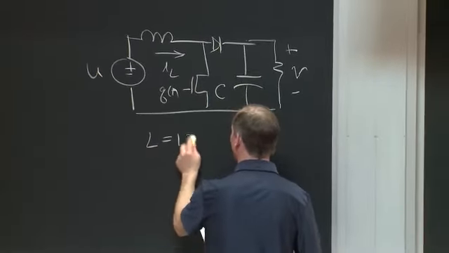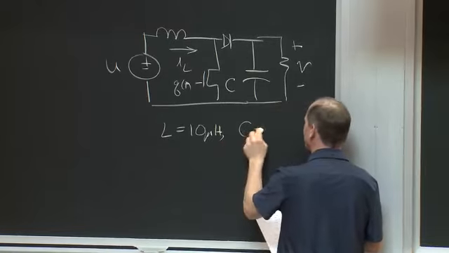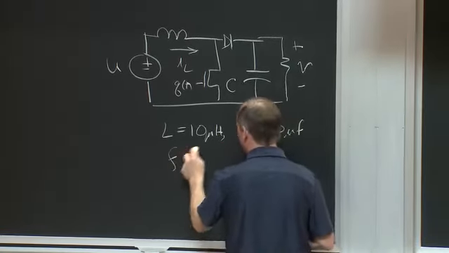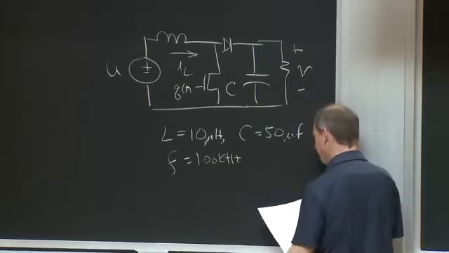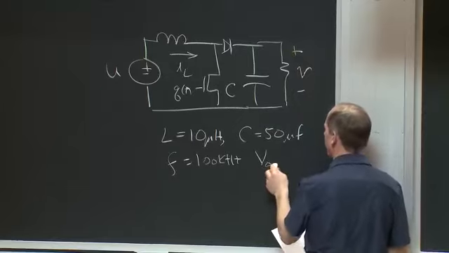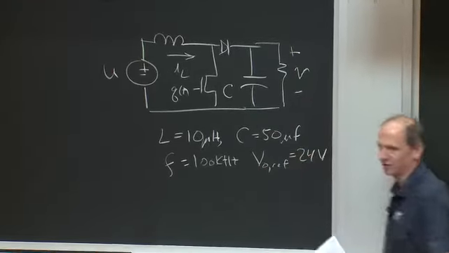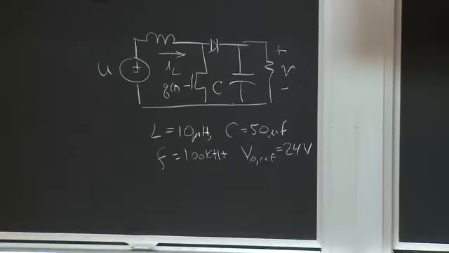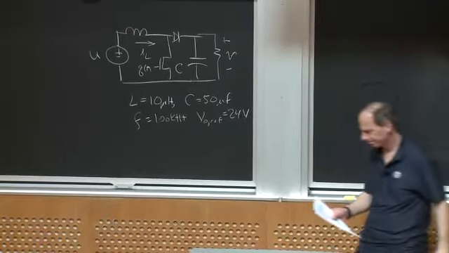L is 10 microhenries. C is 50 microfarads. The switching frequency is 100 kilohertz, pretty low. The output reference that we're going to try to make this go to, VO ref, is equal to 24 volts. And we said in some designs that output might move around. The reference that you want to program it to might move around. Here I'm just going to pretend it's fixed. That's about the simplest case. Okay?